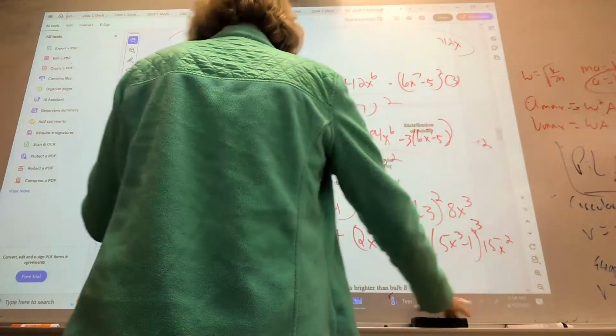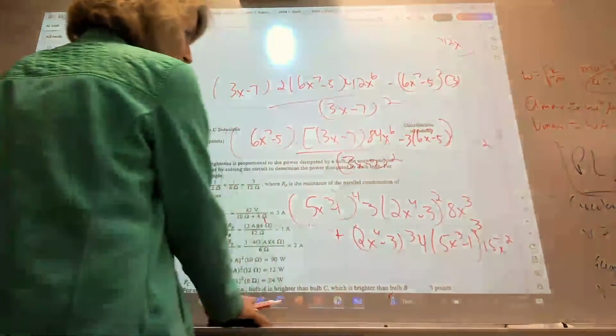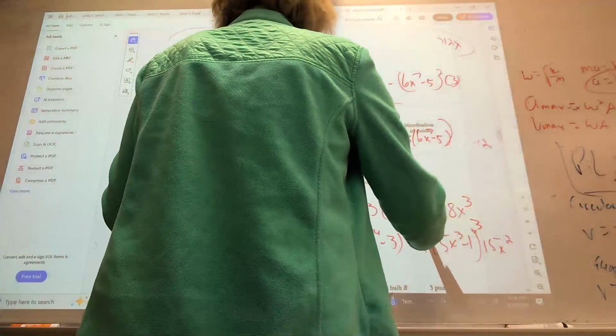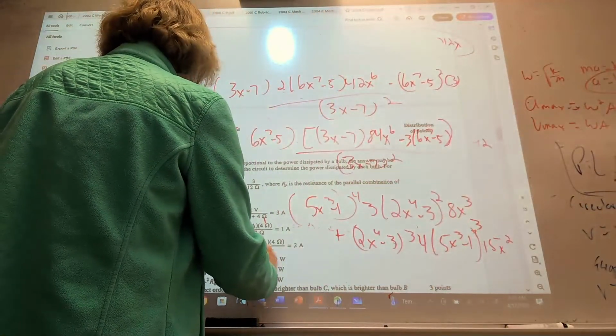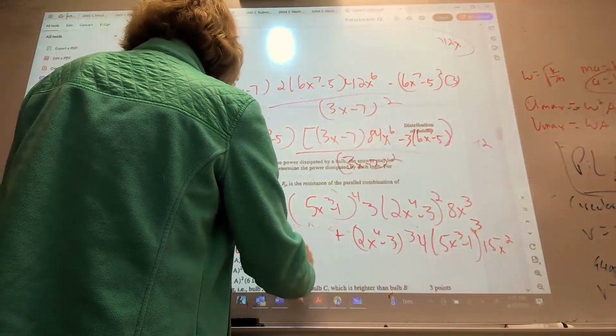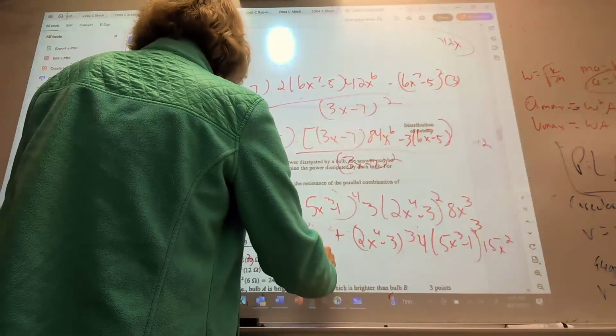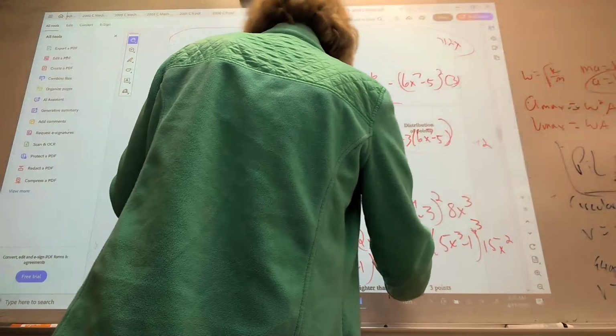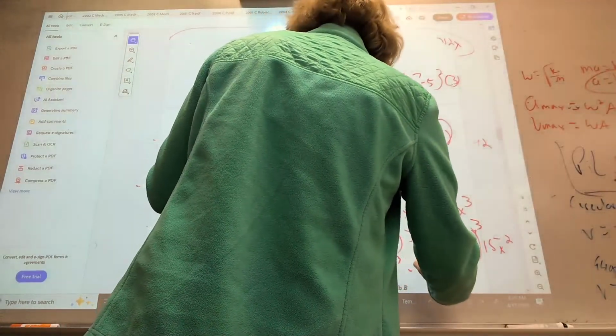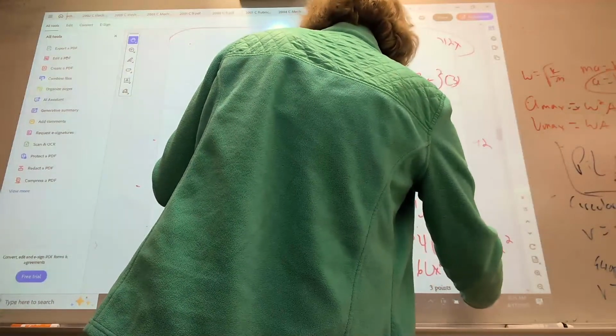Okay, now, what could I pull out to simplify this? I'm going to pull out this to the third power and that to the second power. So I'm pulling out 2x to the fourth minus 3 squared and 5x cubed minus 1 cubed. What does that leave me? It leaves me one of these. And I think that's enough.